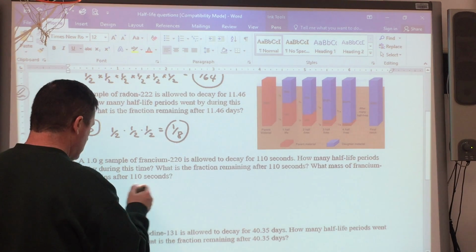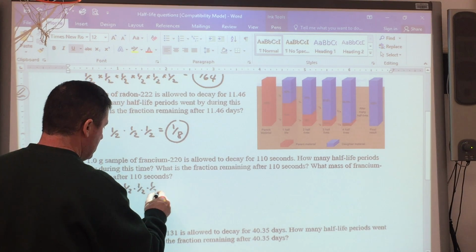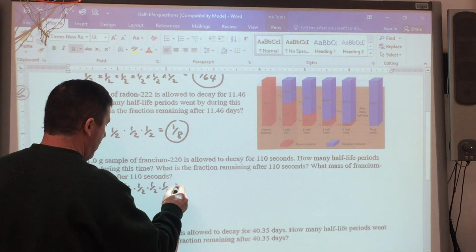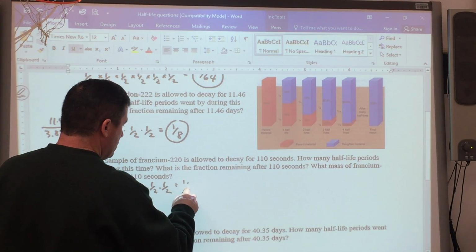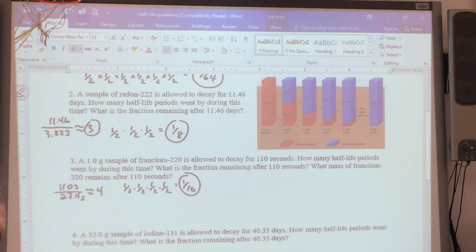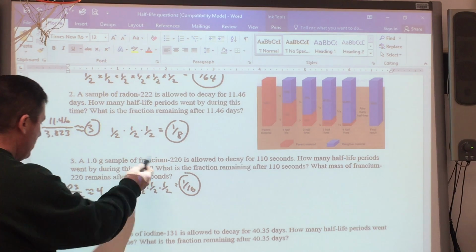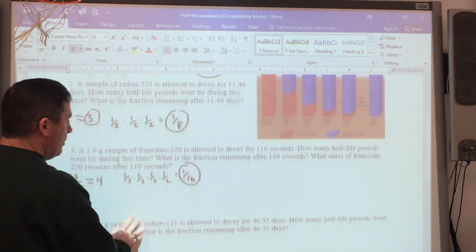What is the fraction? Same thing. 4 half-lives. Half times half times half times half. 2 times 2 is 4, times 2 is 8, times 2 is 16. So a 16th will remain. What mass of francium remains after 110 seconds? Okay, so now we're adding to it. Now we've got another factor here. So let's pull this up a little bit more.